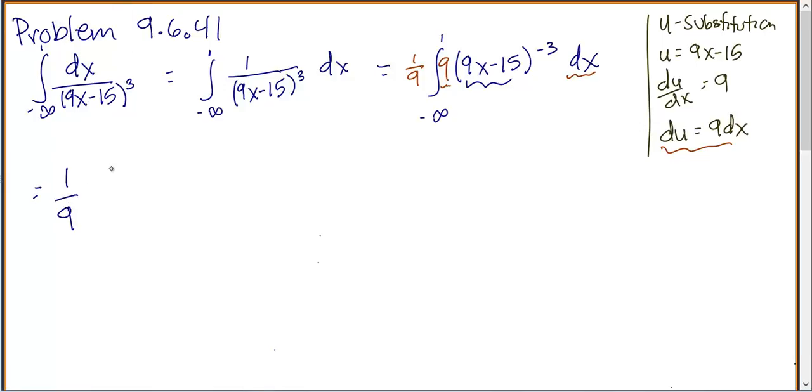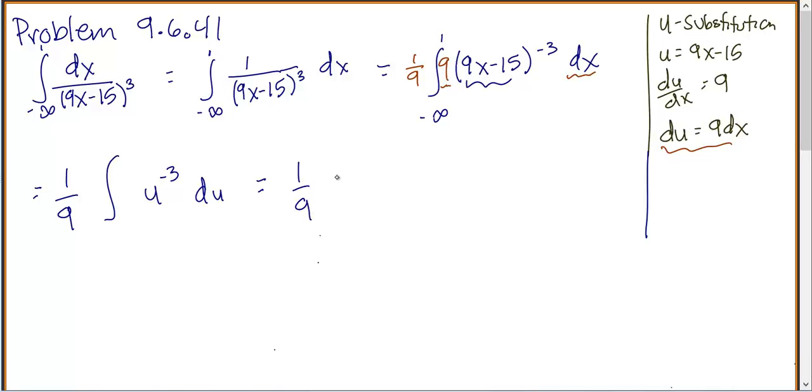And so we're going to have 1/9, the integral. Let's see, that 9 dx just becomes du. And so this is really just u to the negative 3. Now there's a few different ways you can do this. You can change these x limits to u's, or we can just wait until the end and plug them back in. And I might do that because you might be confused about how to do 9x minus 15 to a negative infinity. So let's go ahead and wait until the end. So let's just forget about our limits for a little while.